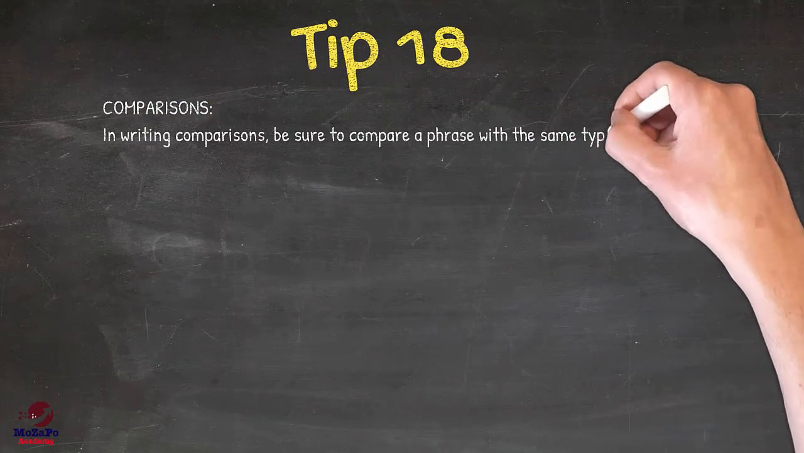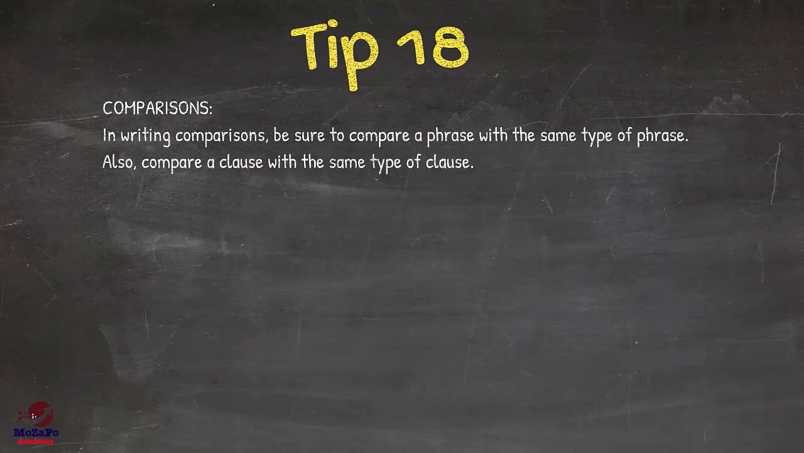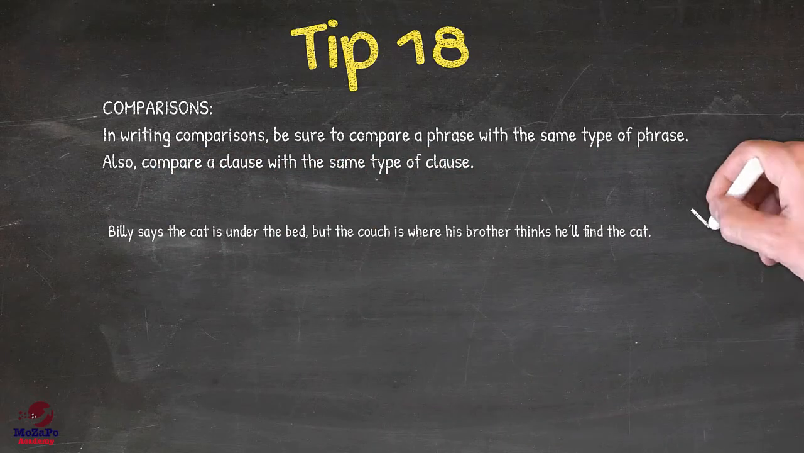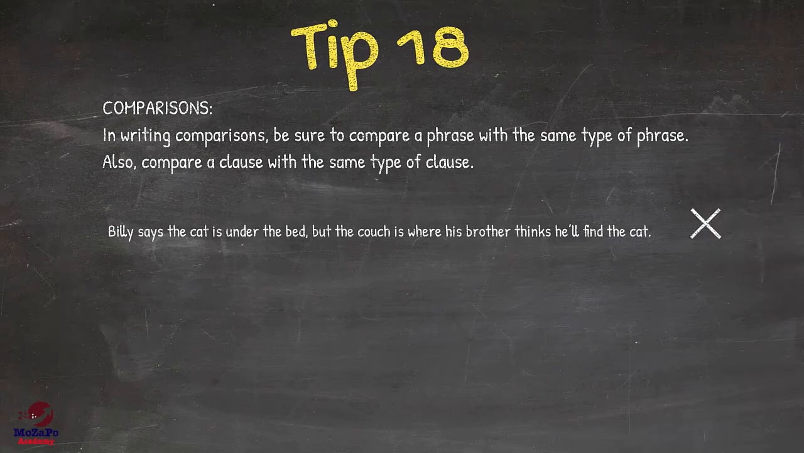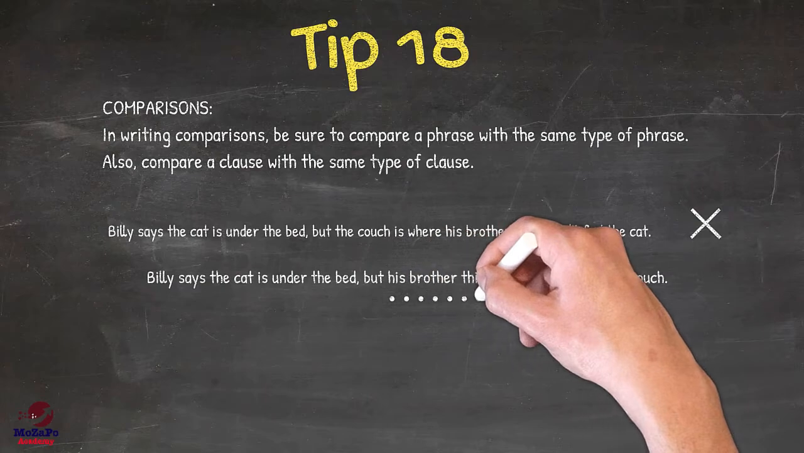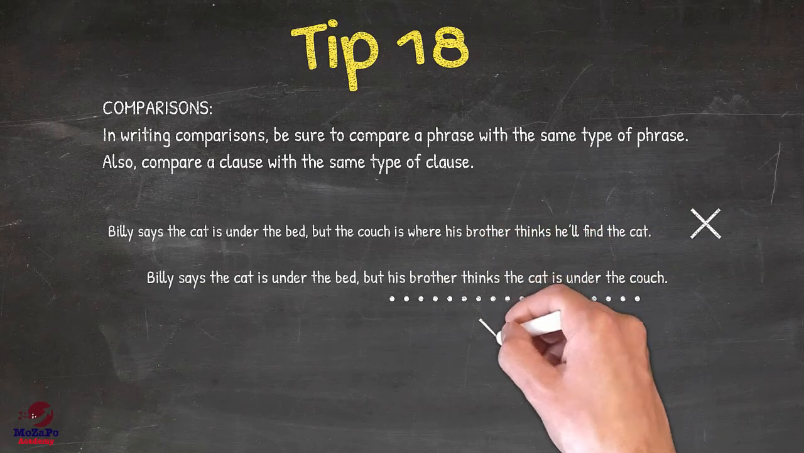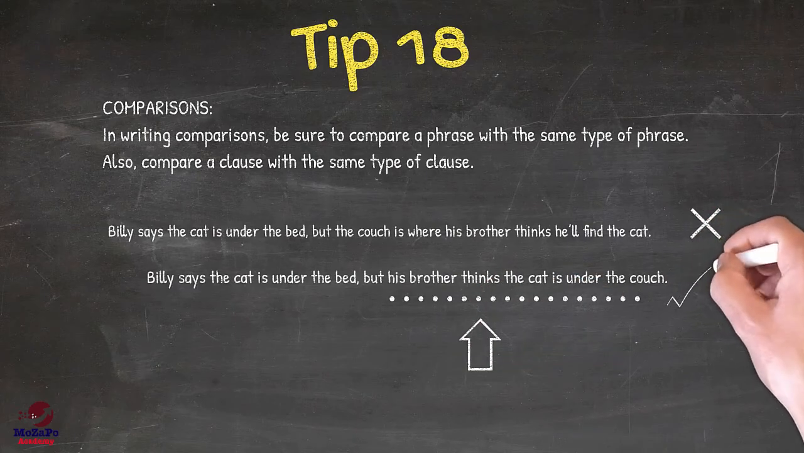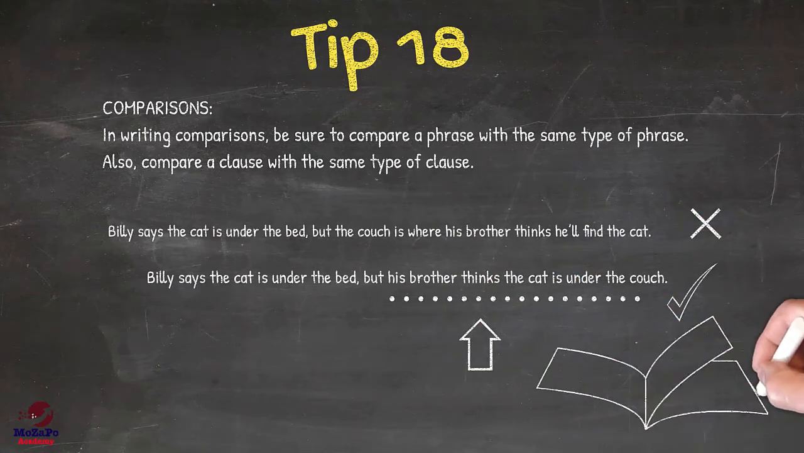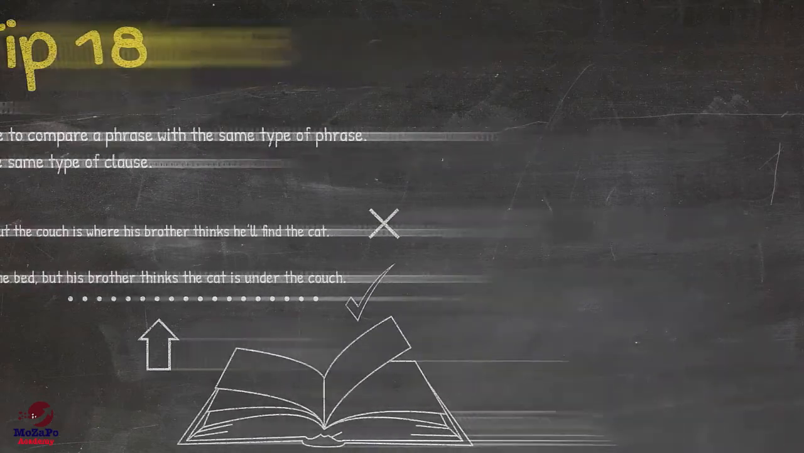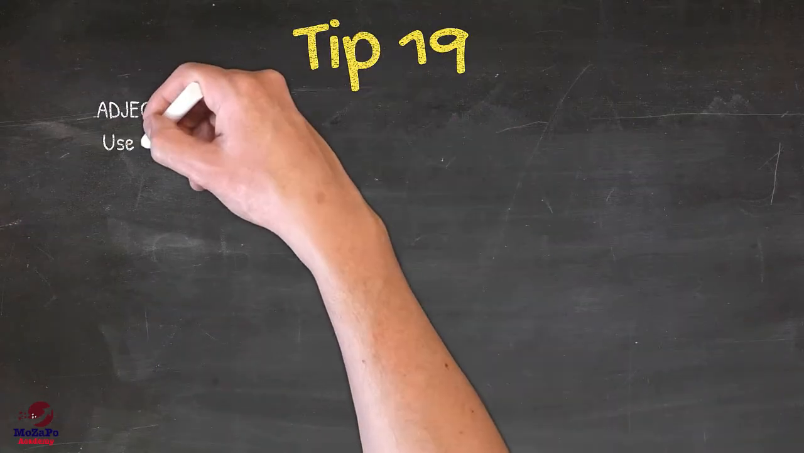Next tip, comparisons. In writing comparisons, be sure to compare a phrase with the same type of phrase. Also, compare a clause with the same type of clause. Billy says, the cat is under the bed, but the coach is where his brother thinks he'll find the cat. As you see here, they are not the same type of phrase, but in the second one, they are the same. So make sure that you use the same type of phrase when you compare two items.